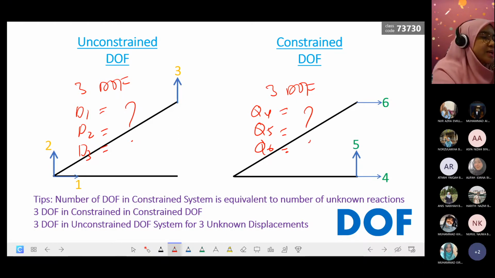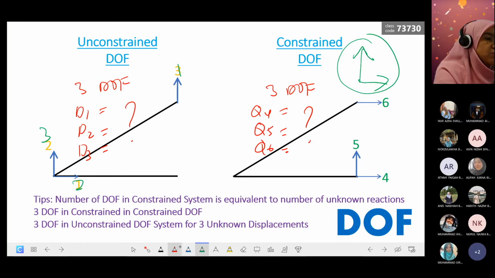So bila label, kita boleh label sini 1, sini 2, sini 3. Doesn't matter, boleh label macam mana pun. Dia hanya refer pada position. Sign untuk unconstrained DOF tu, yang nombor 3 tu ke atas lah. Sign convention kita yang ni. Kita kena ambil ni, letak pada semua tempat, semua arah tu.